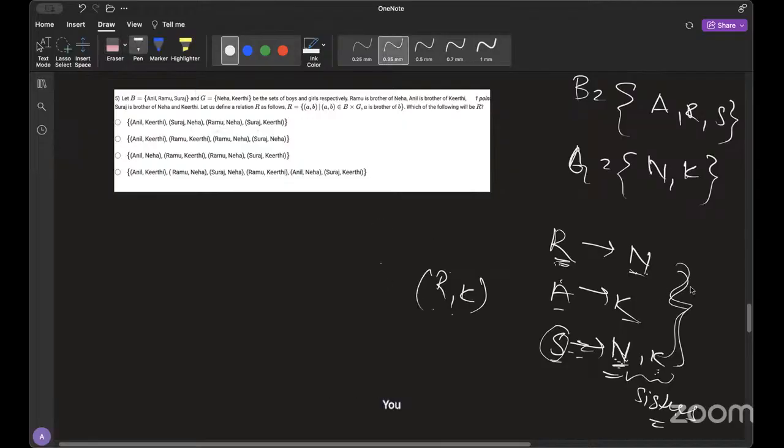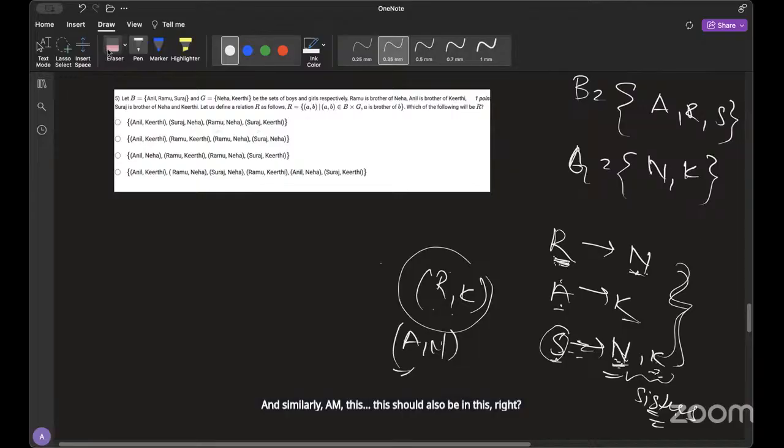In this question, the only thing you need to understand is that you've been given that this person, Ramu, is the brother of Neha. This person, Anil, is the brother of Kirti. And this person is the brother of both of the girls, right? So if this person is the brother of both of these girls, then they're sisters, right? And if they are sisters, and Ramu is the brother of Neha, then he's also the brother of Kirti. So this pair should also be in the set. And similarly, ma'am, AN should also be in the set, right? I got it. Okay.